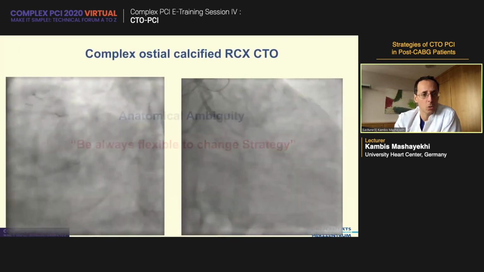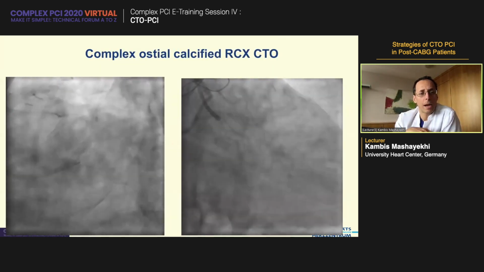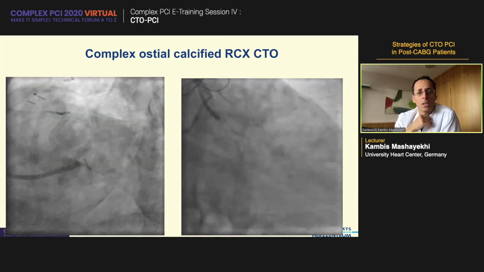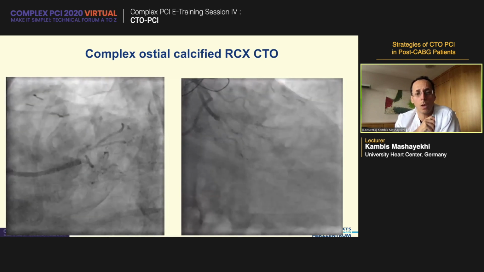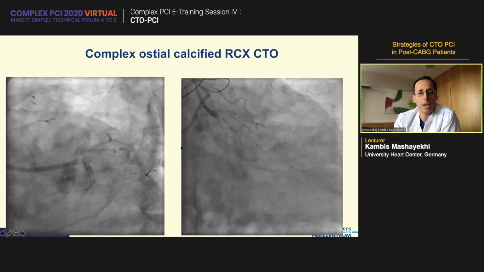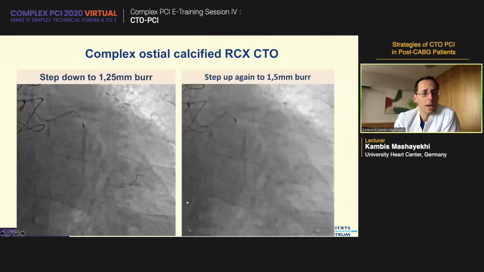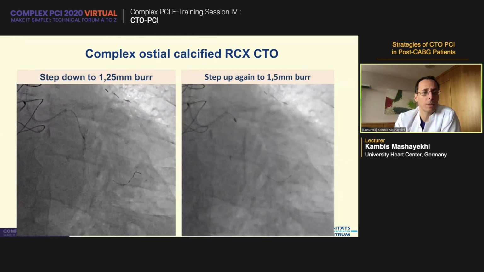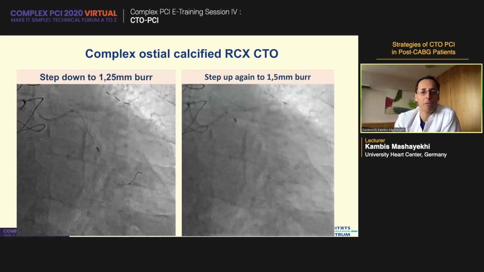For example, I show you here a case where there is a LIMA graft, there is also a circ, and the circ is the area of interest. I thought it was a rather short CTO. There was ischemia in the lateral wall. It's calcified for sure. I could pass with the guide wire, but finally the 1.5 burr could not cross. I had to step down to a 1.25 burr and then rotablate with a 1.5 burr.